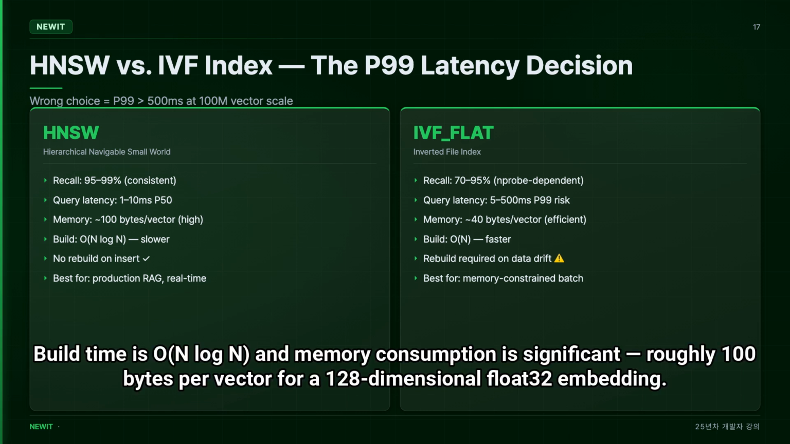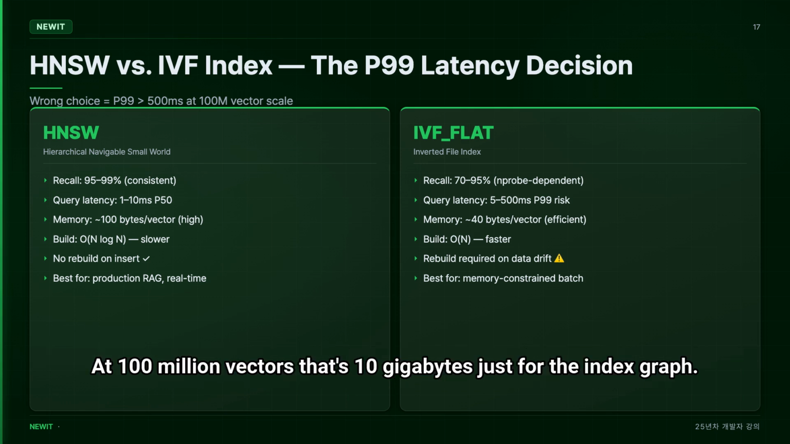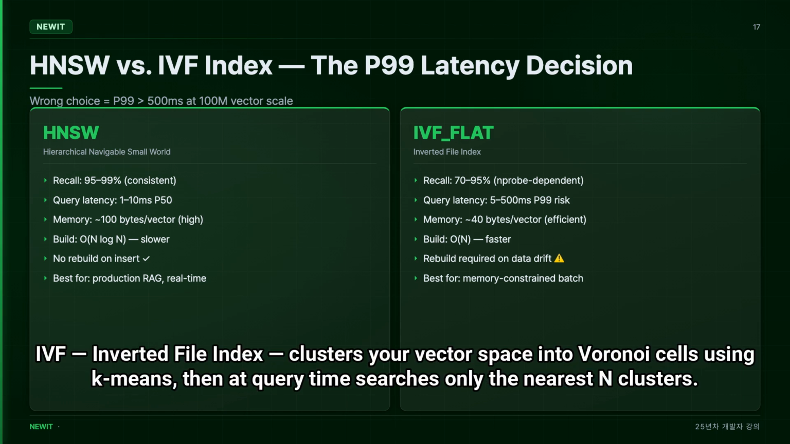The cost: build time is long and memory consumption is significant. Roughly 100 bytes per vector for a 128-dimensional float32 embedding. At 100 million vectors, that's 10 gigabytes just for the index graph.